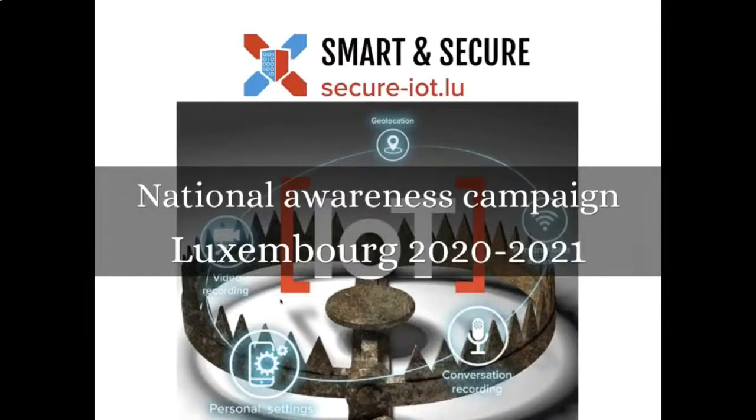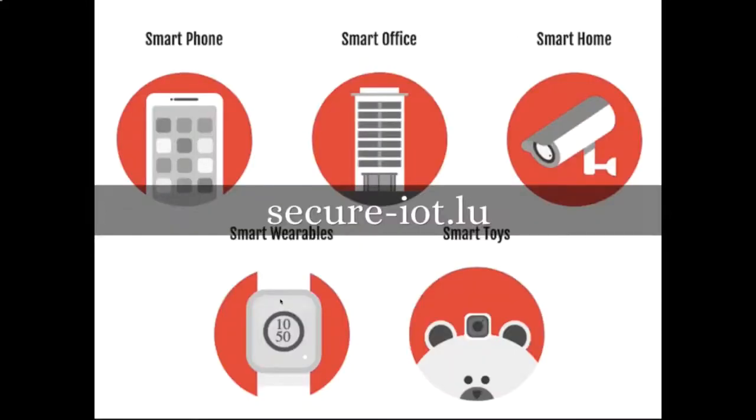And I would say, to conclude, all these recommendations, all this awareness raising, will be done throughout this and next year. It started a few weeks ago, a national awareness campaign about the topic of IoT, the Internet of Things. You find the website secure-iot.lu, where today we have a focus on the user perspective. So we have the main areas: smartphone, smart home, wearables, toys, but also the office. So more from the user perspective.